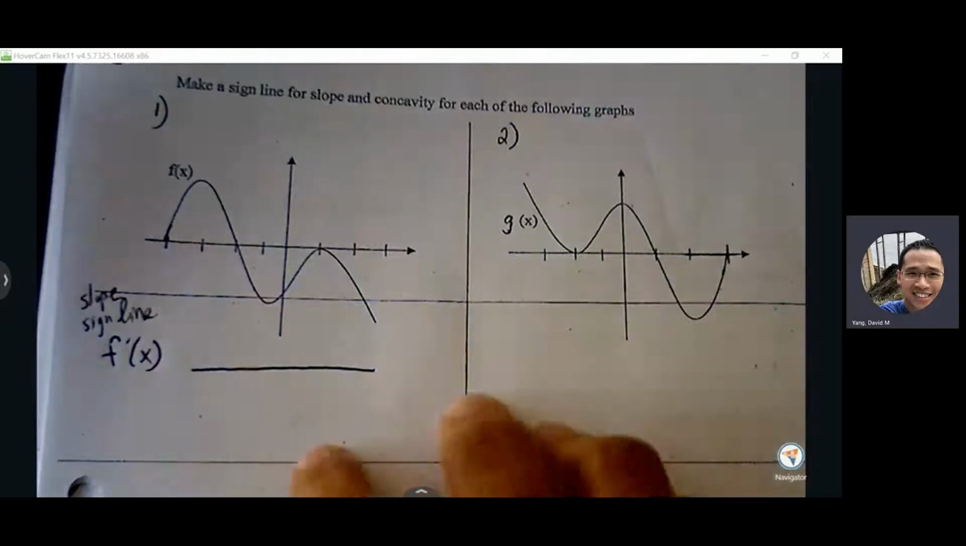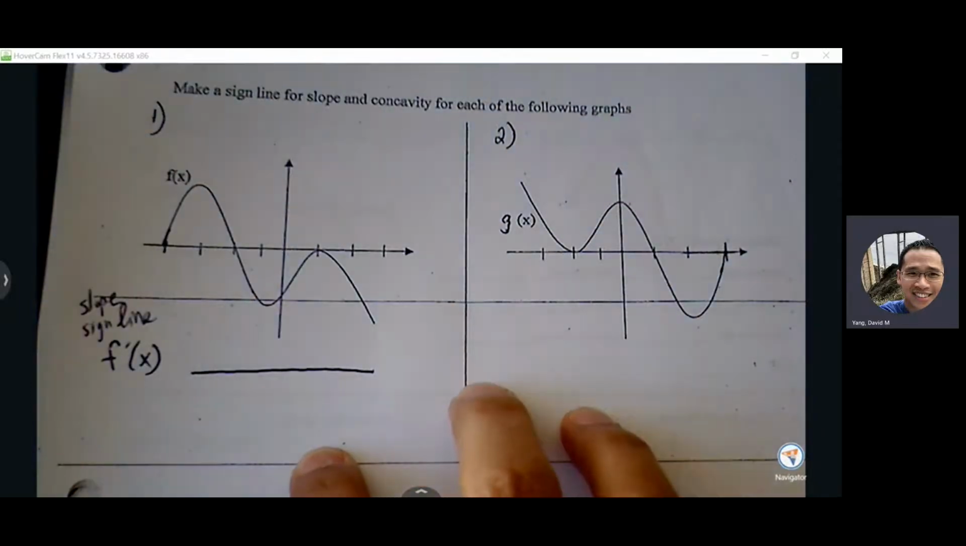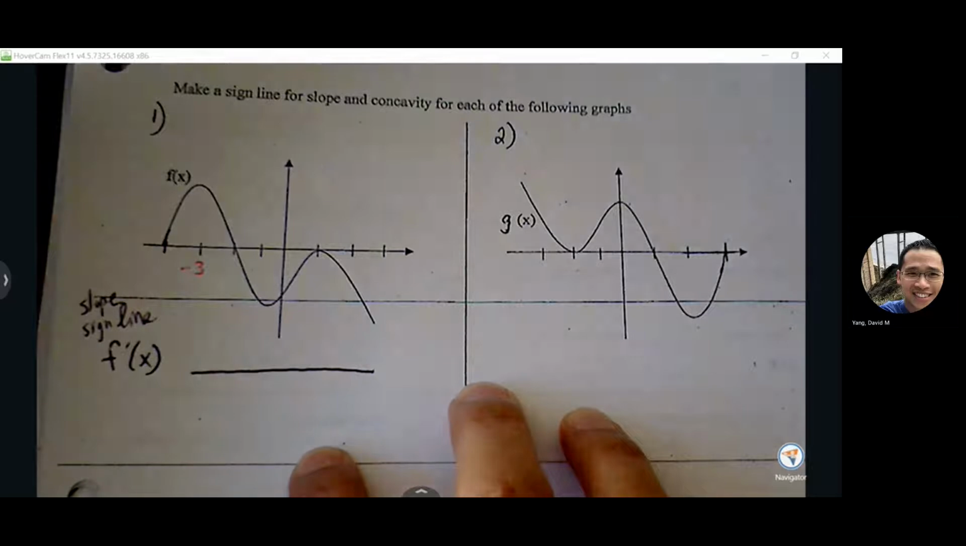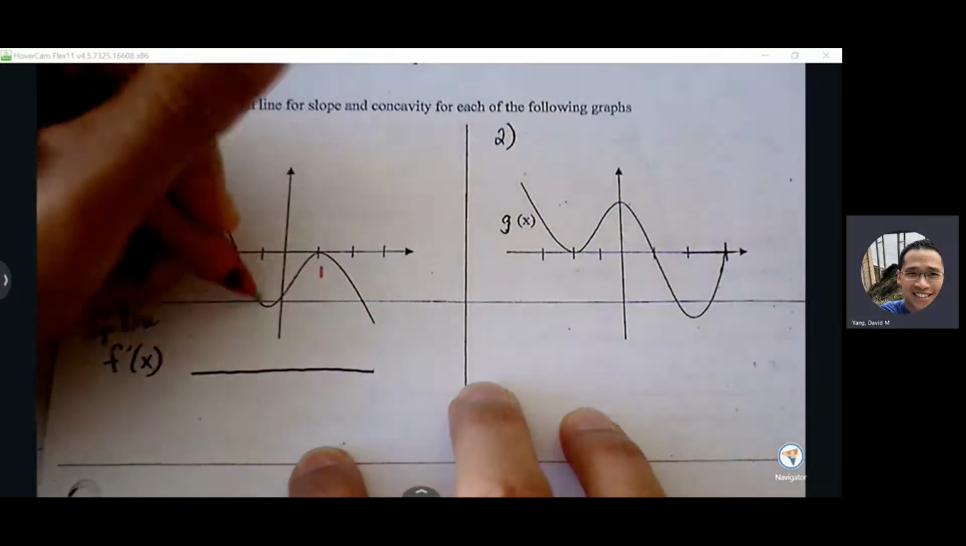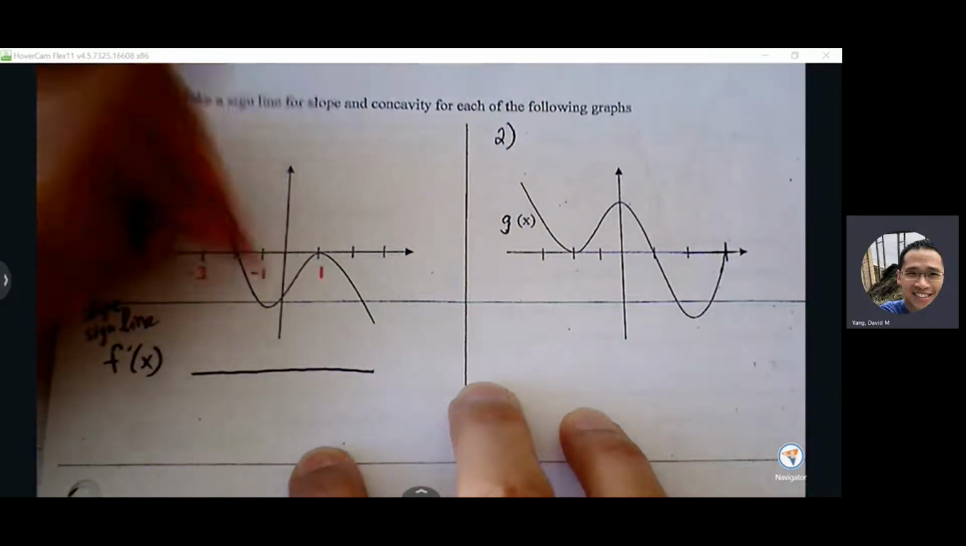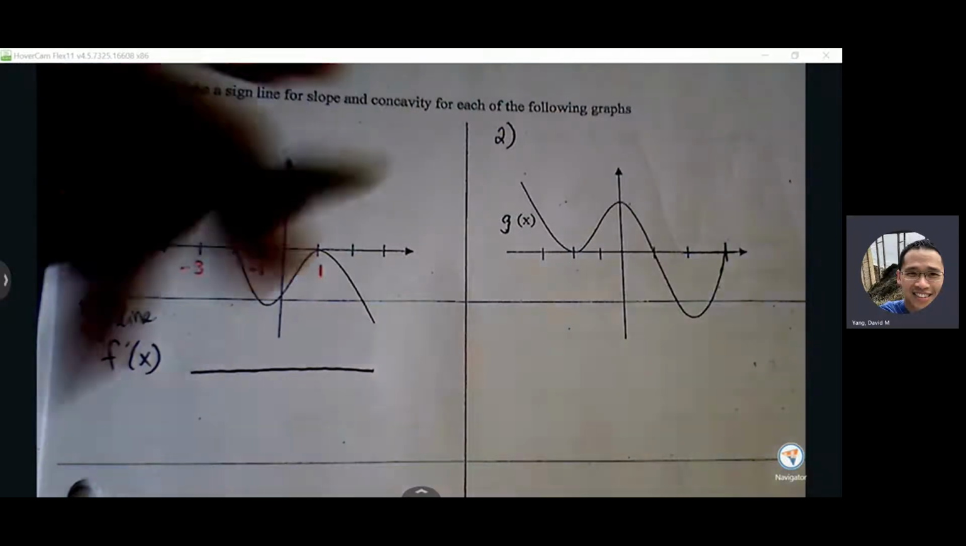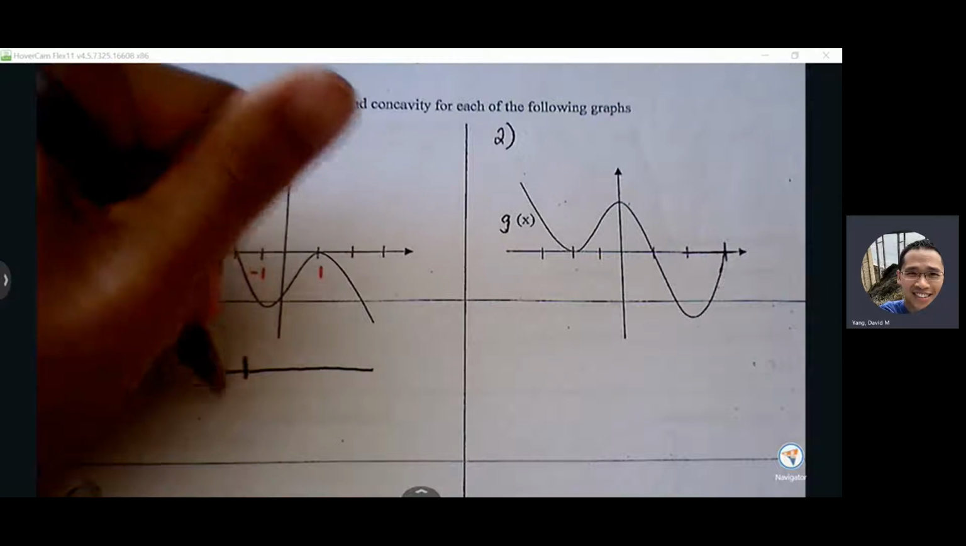Where do you see your peaks and valleys here for our graph? Okay, good. -3. Where else? Yeah, 1. And I meant for this to be a -1. I know it looks a little bit off here, but let's say -3, -1, and 1. Okay, so we'll go ahead and put those onto our slope sign line.